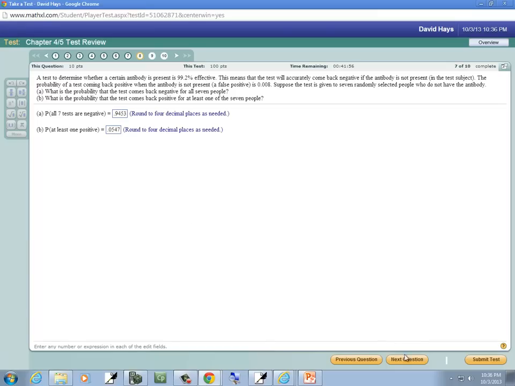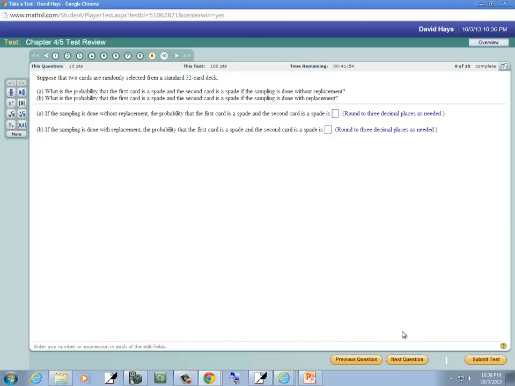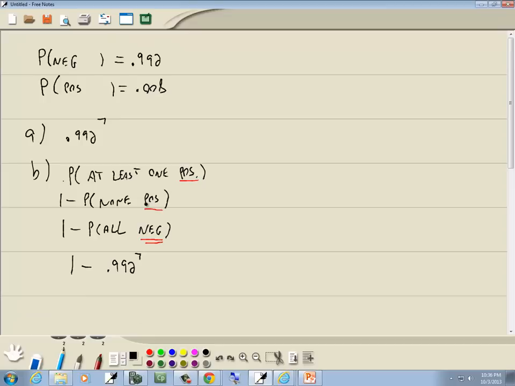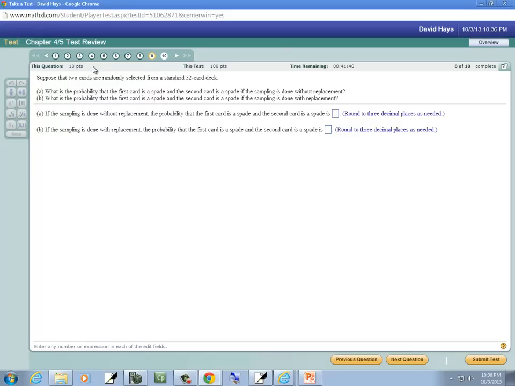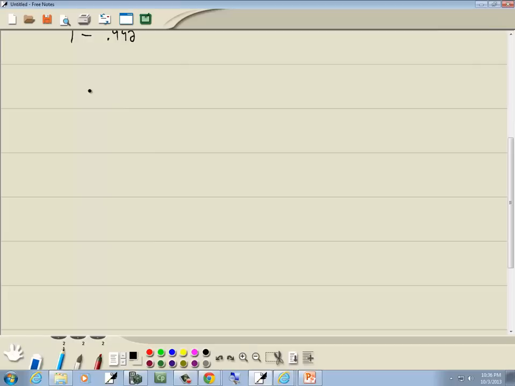Okay. Go to the next question. Number 9. Suppose 2 cards are randomly selected from a standard 52 card deck. What is the probability the first card is spade, second card is spade if sampling is done without replacement? We don't put the card back in. So the first one's a spade, and the second one is a spade.